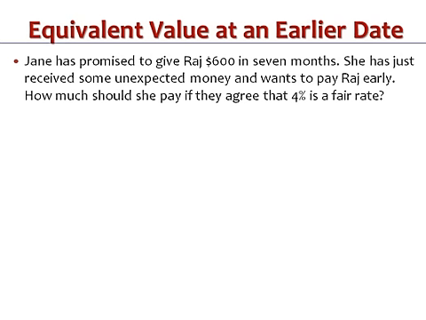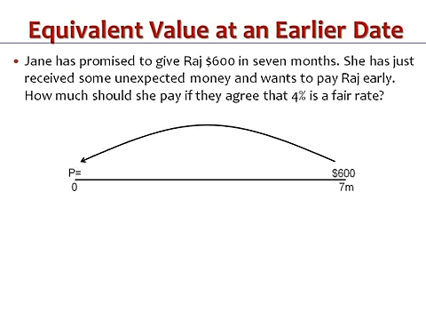And same thing, she wouldn't want to give him $600 now because why would she? She could put her money in the bank, earn some interest, give him $600 later, and be better off. So it's going to be a little bit less, isn't it? Here's a timeline again. We got today and 7 months on this timeline. The $600 is due in 7 months. We want to figure out what we're going to pay today.